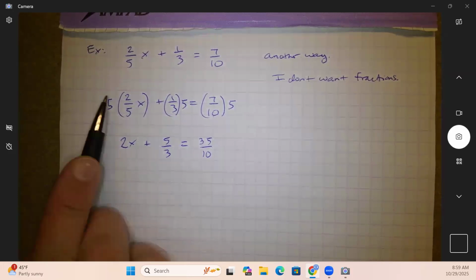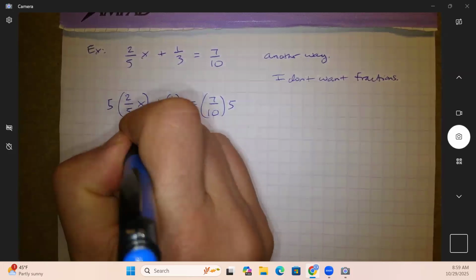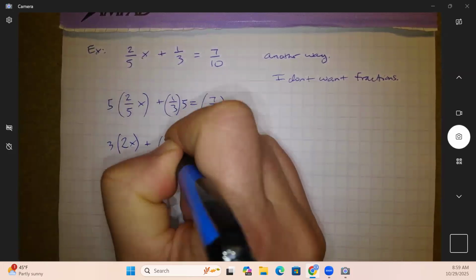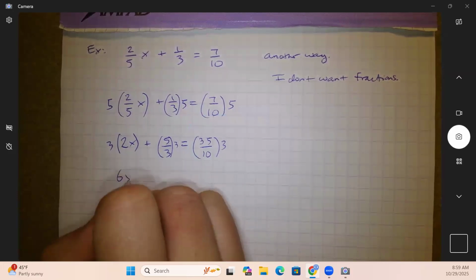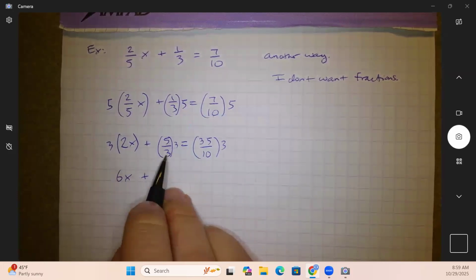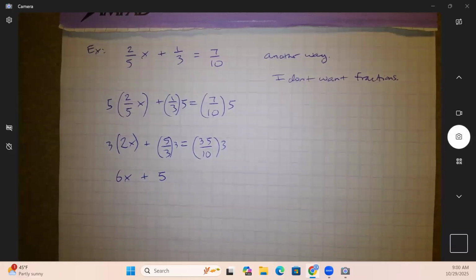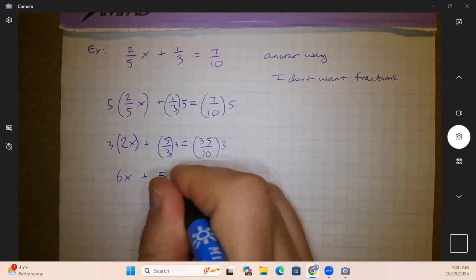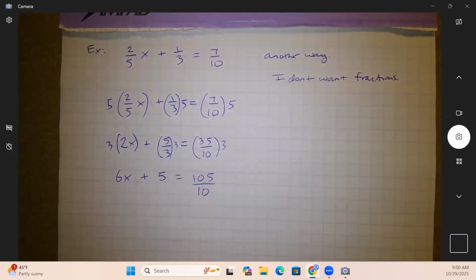Yeah, the 5 got rid of the first fraction. 3 will get rid of the next one. So I multiply every term by 3. 3 times 2x is 6x. Now the 5/3 times 3, that's going to cancel the fraction. And 35 times 3 is 105. Calculators are fine. Nothing wrong with a calculator.